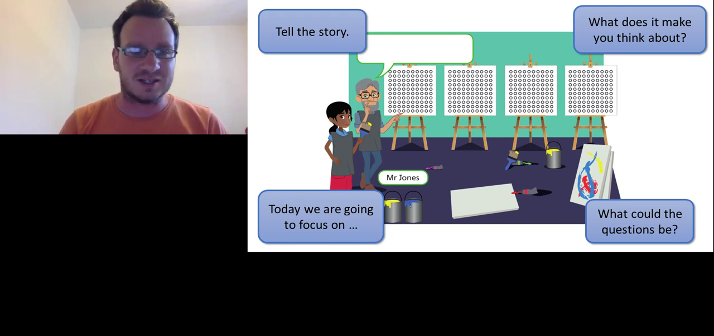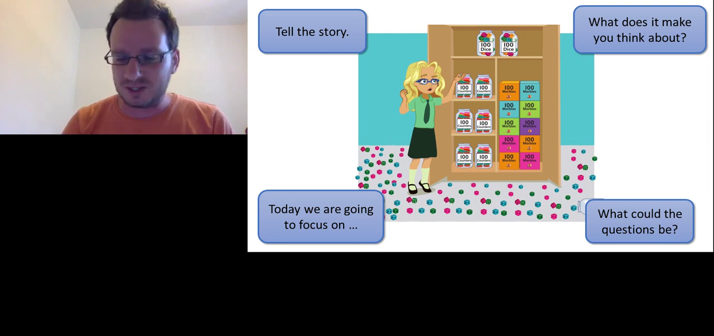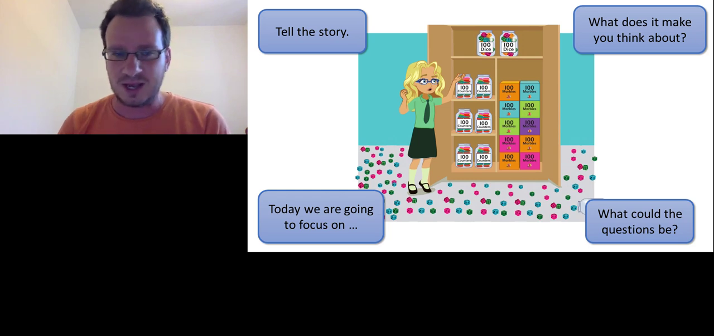I'm going to go on to the next one now. This one I think I've taken from year 3. Look at what's going on. So tell the story works really nicely here. You can say, oh, they've fallen out, they've fallen on the ground. What does this remind you of? Oh, I knocked things over when I was having dinner. I got in loads of trouble.